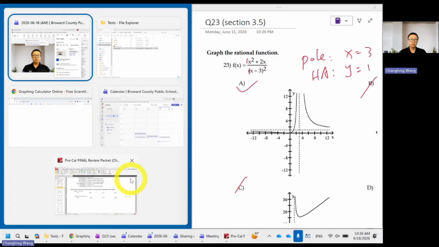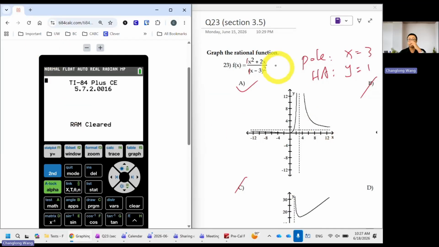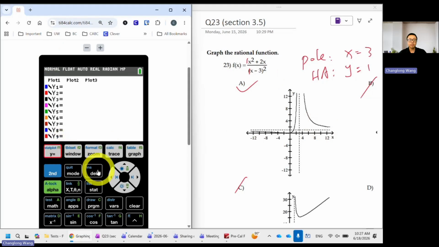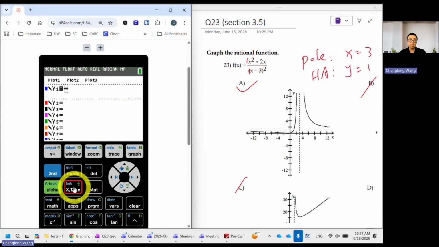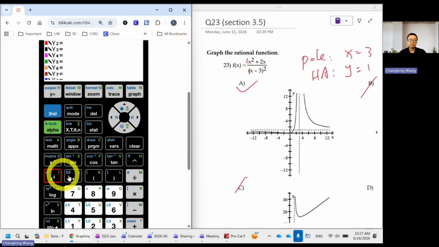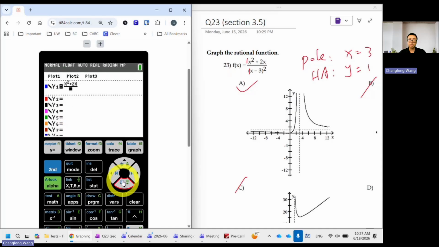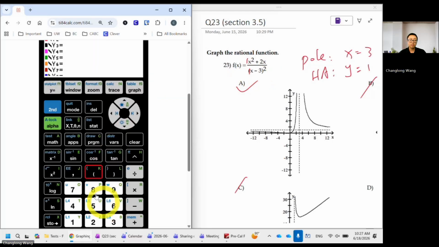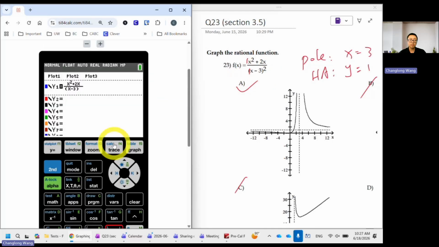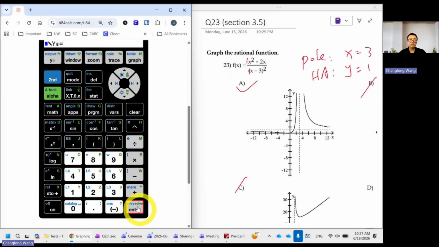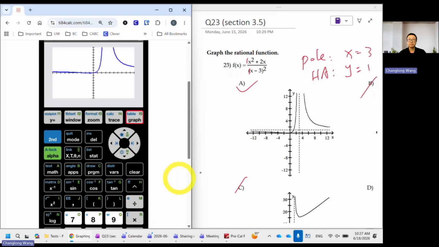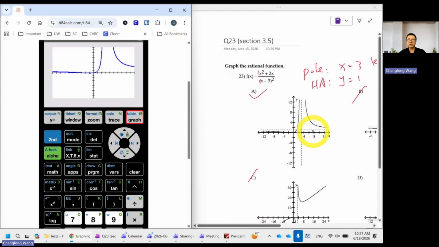Of course, why would you bother to do something like that if you could have just graphed it? Let me just quickly type it up. So let me do a fraction: x squared plus 2x over x minus 3, then square it. Okay, so I got that. Hit enter, and let's go ahead and hit the graph. So is that good enough for you to pick?